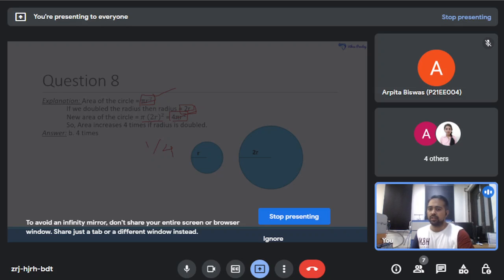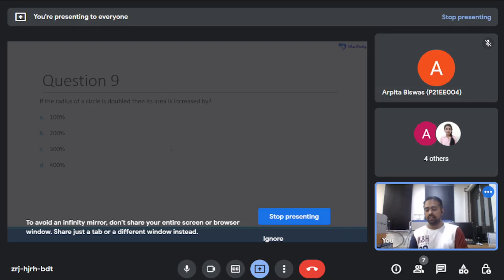Now let's move to our next question, which is again a very similar question, and you might confuse between the first and second one. Let's try. If the radius of a circle is doubled, same thing as before. Okay? So what is the increase in area? So here we are not talking about the total area. Here we are talking about the increase in area. So can anyone tell?